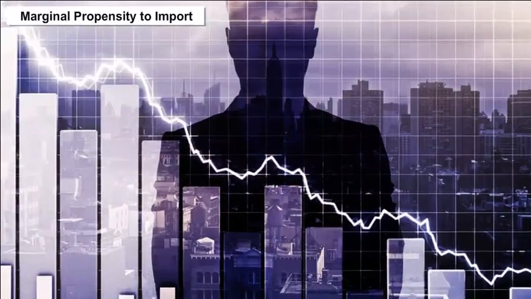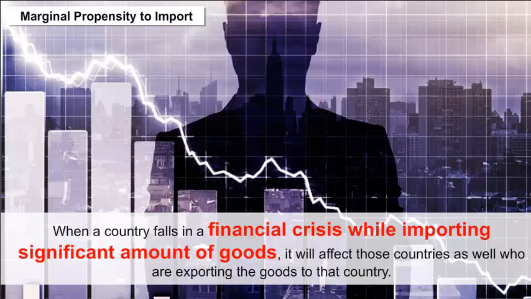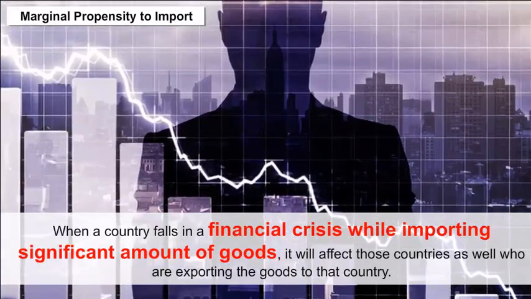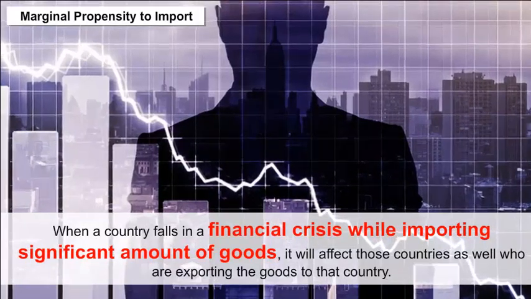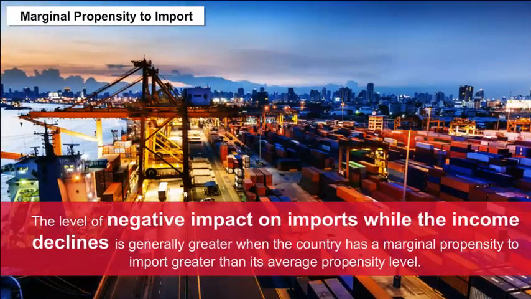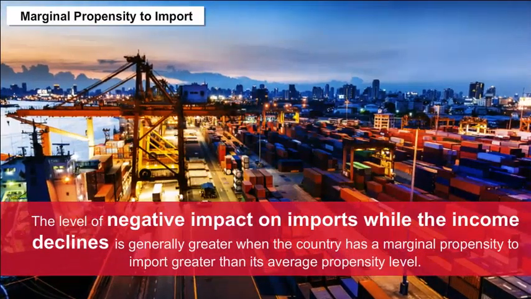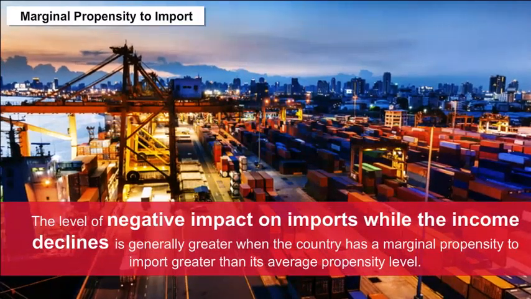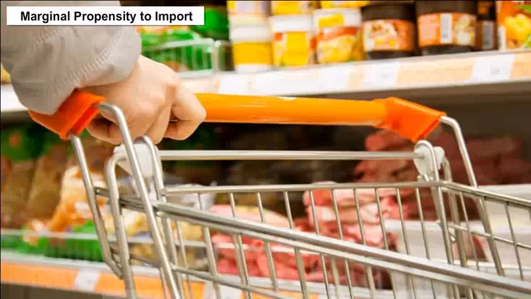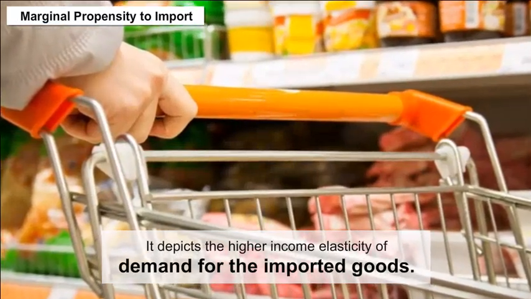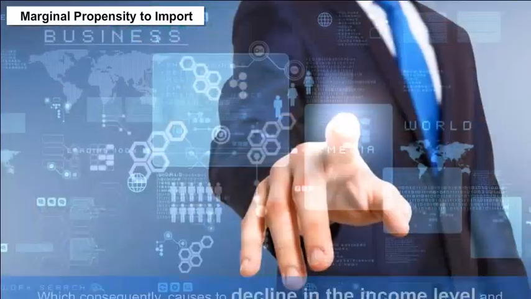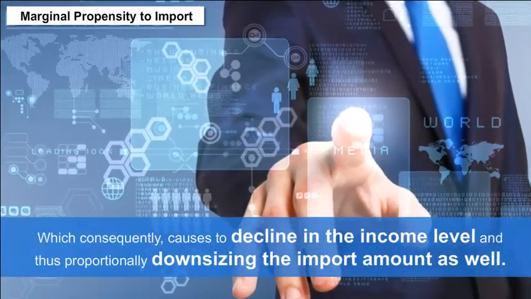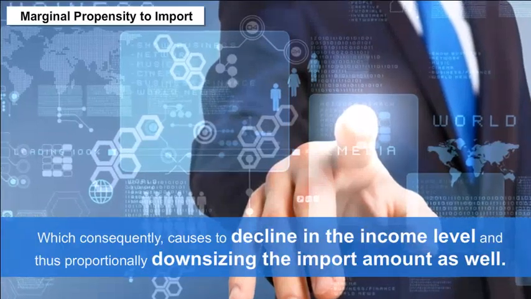Marginal propensity to import. When a country falls into a financial crisis while importing a significant amount of goods, it will affect those countries that export goods to that country. The negative impact on imports, while income declines, is generally greater when the country has a marginal propensity to import greater than its average propensity. It depicts a higher income elasticity of demand for imported goods, which consequently causes a decline in the income level and proportionally downsizes the import amount as well.